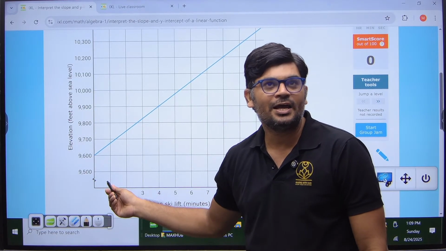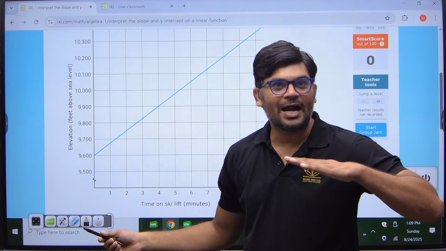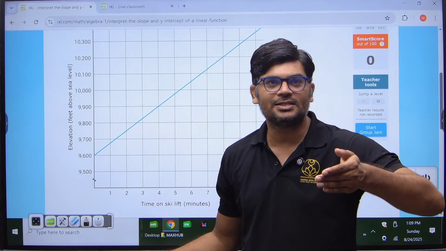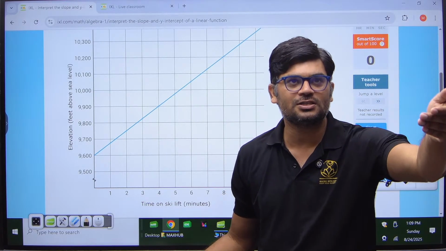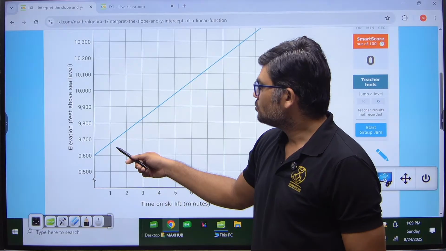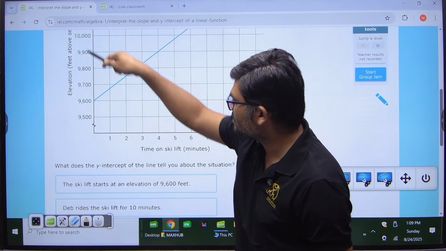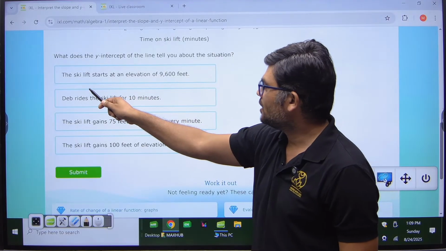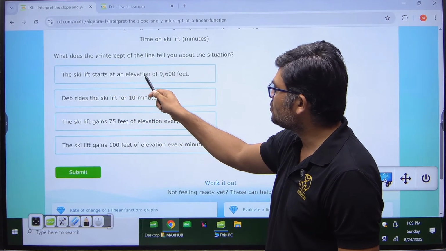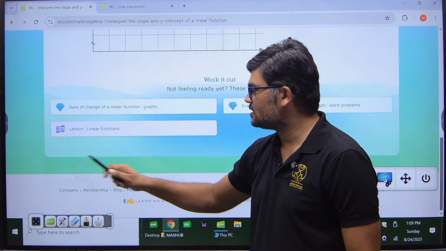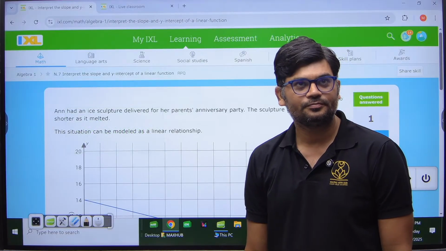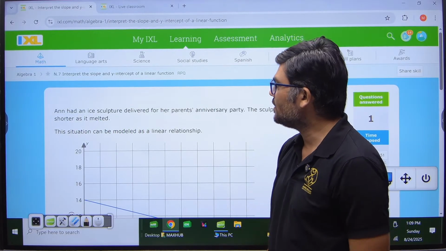What does it say? That from where she is starting, the y-intercept is, as with the parking charges, the fixed value from where you are starting your positioning. So the starting is 9600 feet above the sea level because this is elevation. So the ski lift starts at an elevation of 9600 feet. So this is our answer. Understood? Let's read the next one.